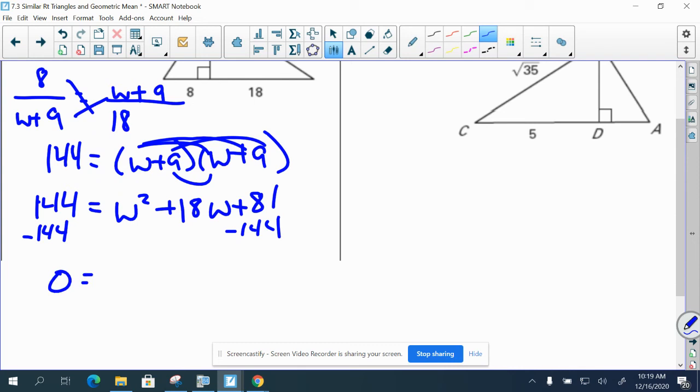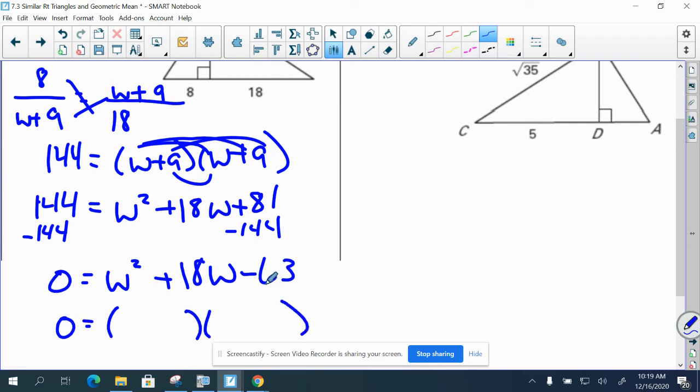So 0 equals w squared plus 18w. 81 minus 144 is negative 63. And then we factor. What are factors of 63 that add to 18? If you check on your calculator, that's going to be 3 and 21. And since we need positive 18, the 3 will be negative. So there'll be w minus 3 and w plus 21.